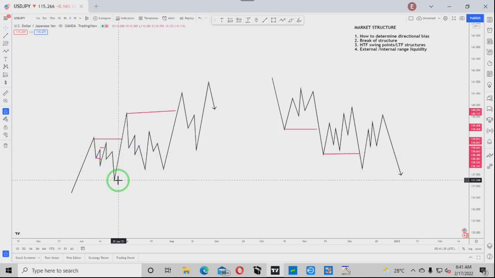Now, price eventually broke out and closed above this swing high here to form a higher high. Can you see that, guys? Now, this is our higher high. Why is it called a higher high? It is called a higher high because it's higher than this previous high here. All right? Now, when you have that higher high, where is your higher low? Your higher low is this one.